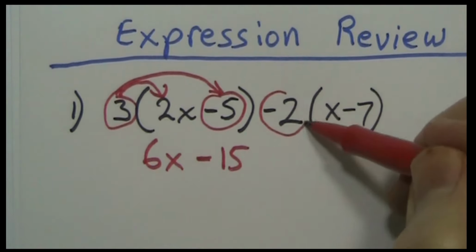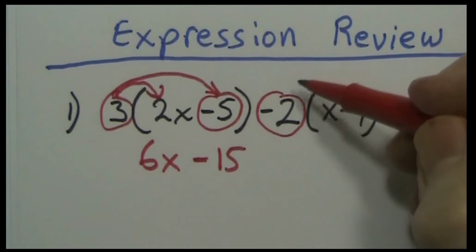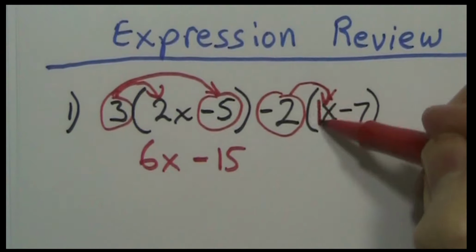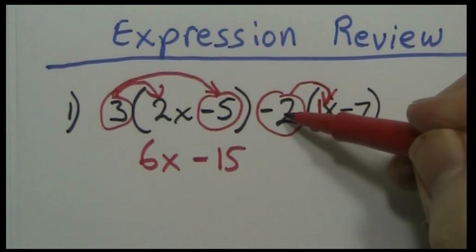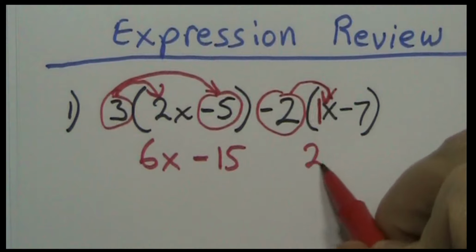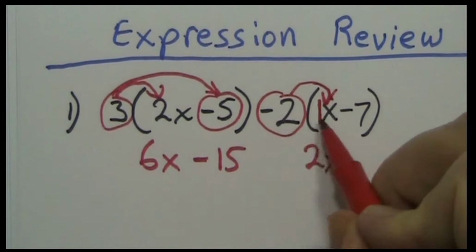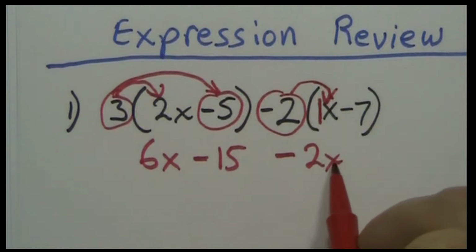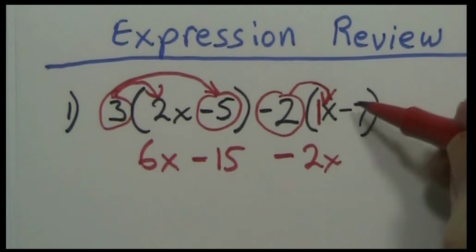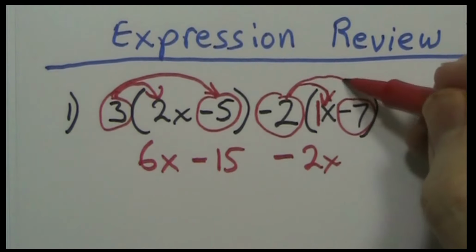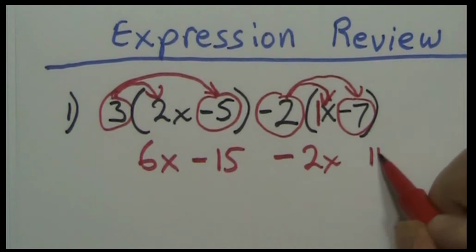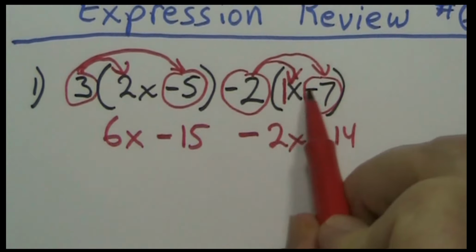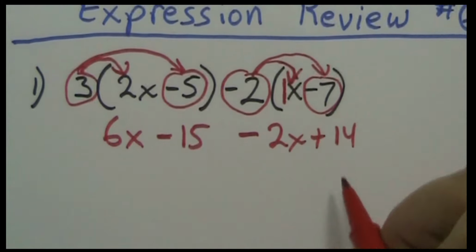Now over here, that's a negative 2 times each thing, each term inside. Now the invisible 1 is right there. So this is actually 2 times 1 is 2, so it's 2x, but we're using one negative. So can you see it's 6x minus 15 minus 2x or negative 2x? Treat them the same. Then we have 2 times 7 is 14. And there's 2 negatives. We're multiplying 2 negatives, so they cancel. And it's just plus, positive.